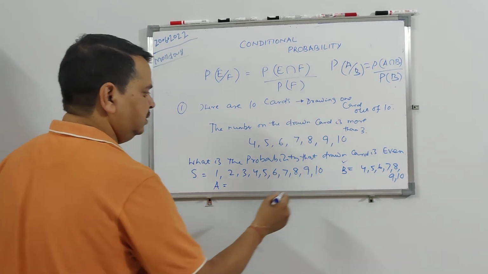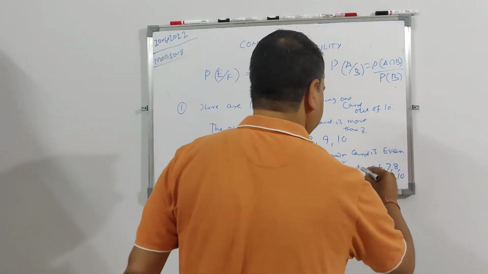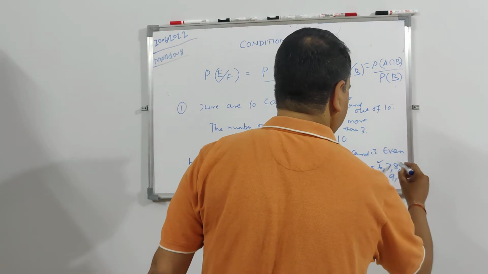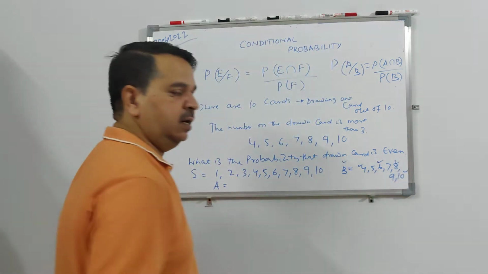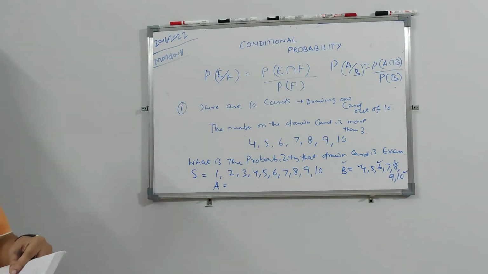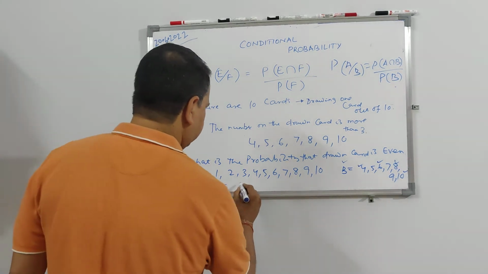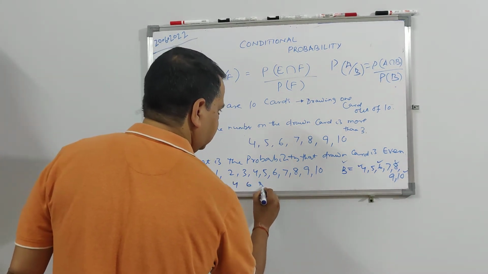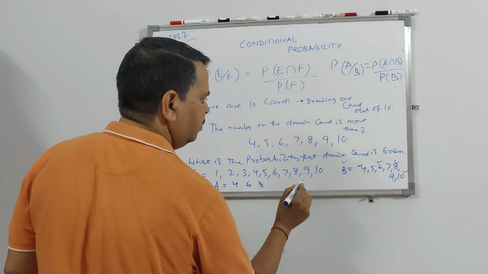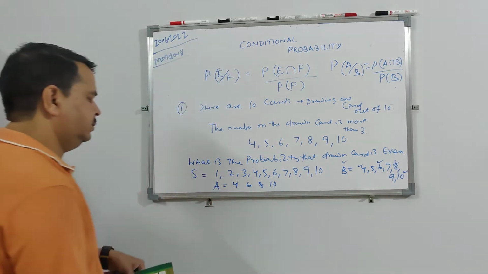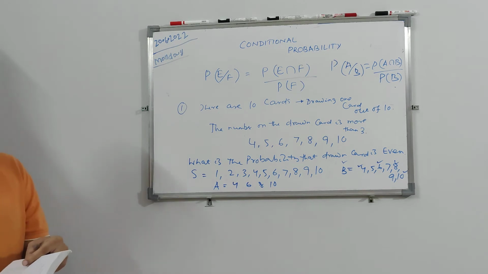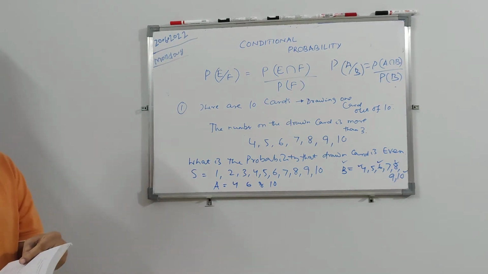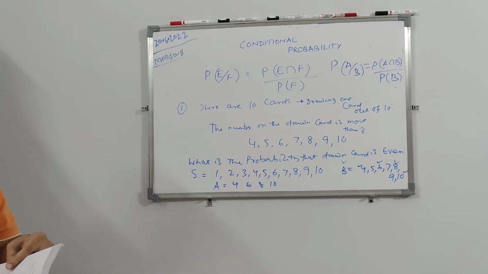So when will that happen? So this number, this number, this number, this number, right? So for that even condition, it will be 4, 6, 8, 10.